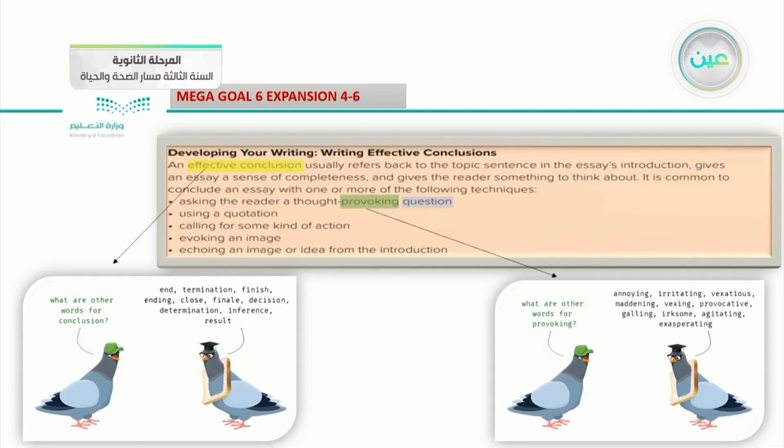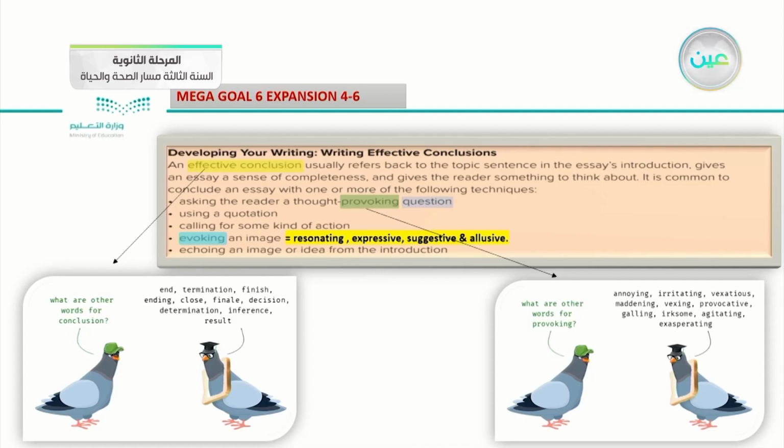Number two, using a quotation. As I said before, a quotation is very important to make your conclusion effective, and don't forget to put quotation marks around the quotation you are using from research in your essay. Number three, calling for some kind of action. You should mention some kind of action, ask for an example, and so on. Number four, evoking an image. What do you think evoking is? Evoking is resonating, expressive, suggestive, and elusive. So resonating, expressive, and suggestive are equal to evoking an image in your essay.